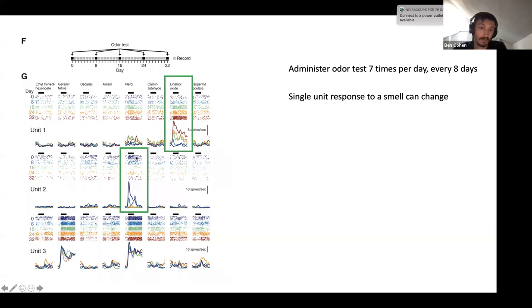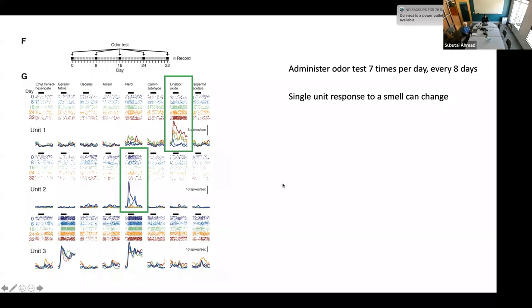And in the two rasters that I put boxes around, you can see that the firing rate activity of a neuron in response to an odor is changing over time. So on day 0, this neuron's not firing very much when it's given this odor, but by day 32, it's firing a lot. You've got the opposite here for this other neuron in response to this odor. It's firing a lot at first and not so much later.